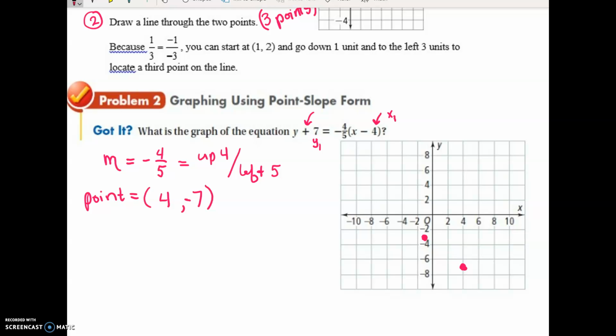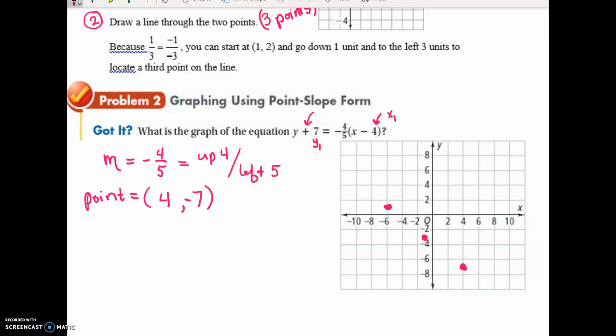So then let's do that one more time. From this new point, we're going to go up 4 units again. So I'm at -3 right now. So I'm going to go up to +1. And then again, I'm going to go left 5. So that would put me at -6. So I would put a point right here in the middle.